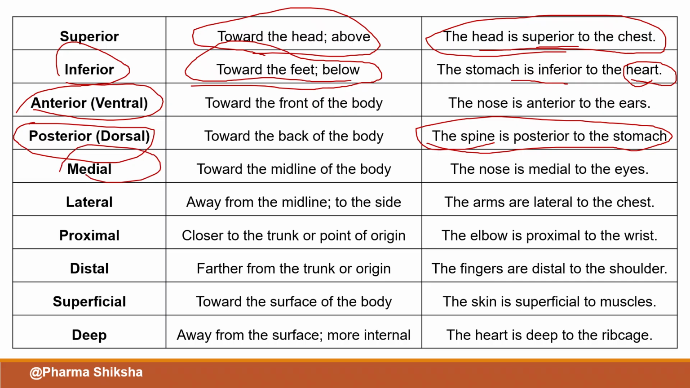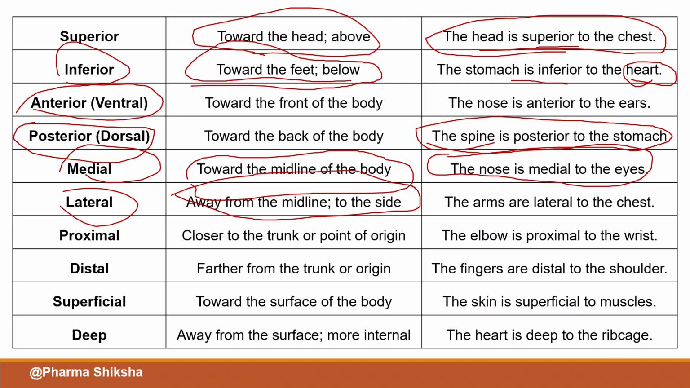Next, medial and lateral. Medial means towards the midline of the body. The middle of the body you can call the midline. The nose is medial to the eyes. That's why it is medial. And lateral is away from the midline, to the side. The arms are lateral to the chest. Both the side walls you can call lateral. Medial means middle portion, lateral means both the sides.